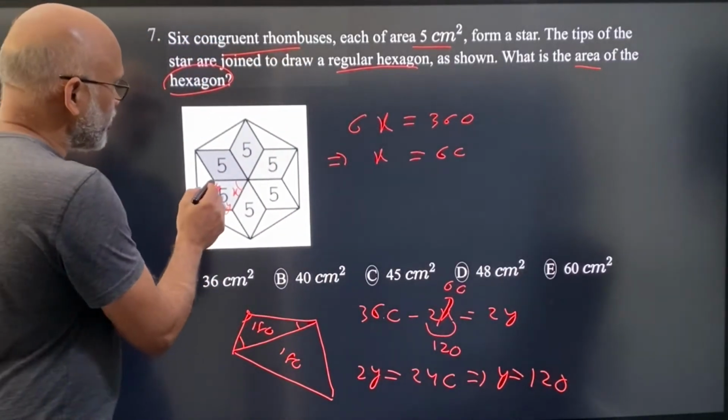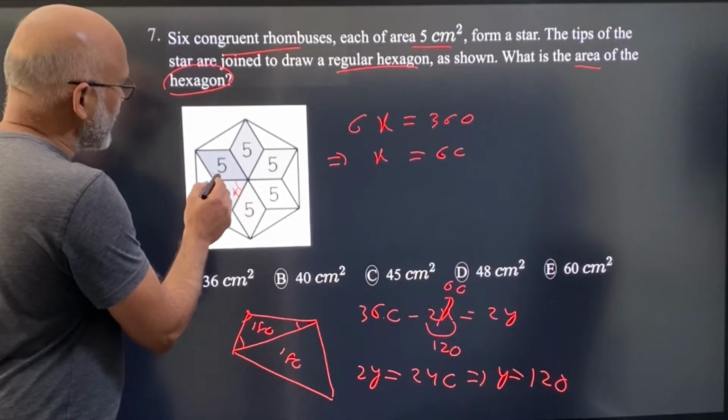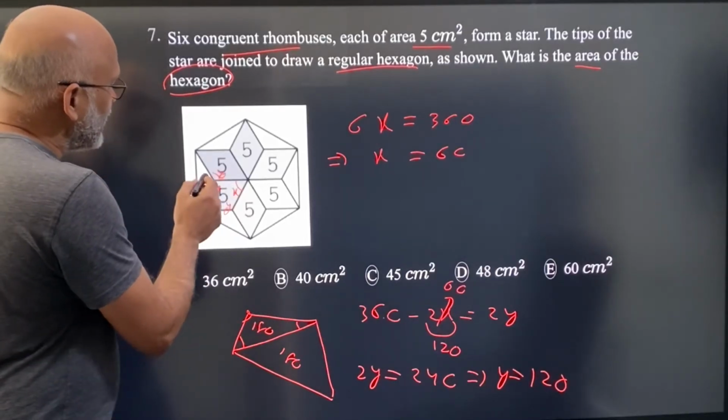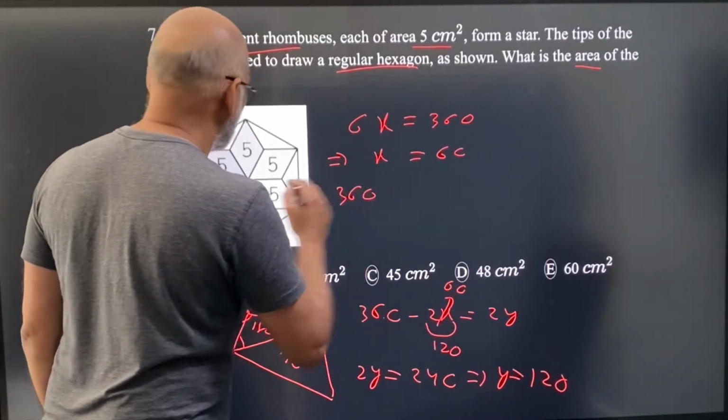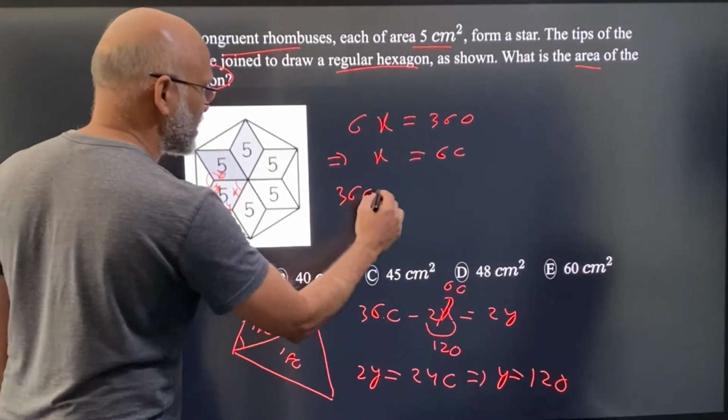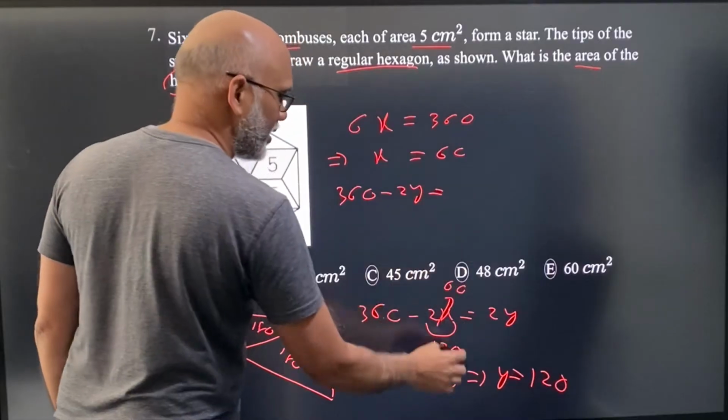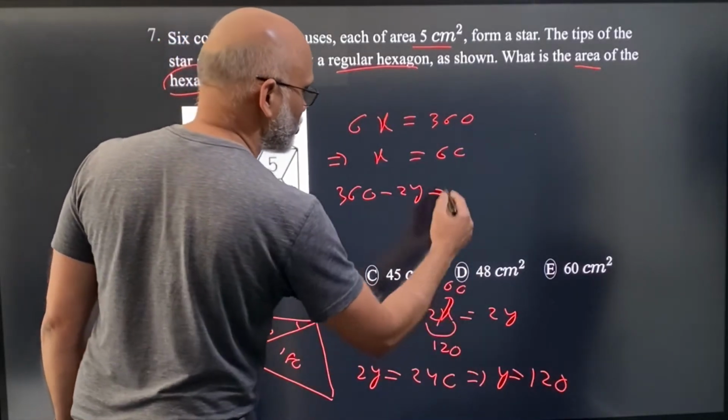All right. So if this is 120, this is the same angle, also y. These three angles again add up to 360. So what will be this angle? 360 minus 2y, right? y is 120, times 2 is 240.